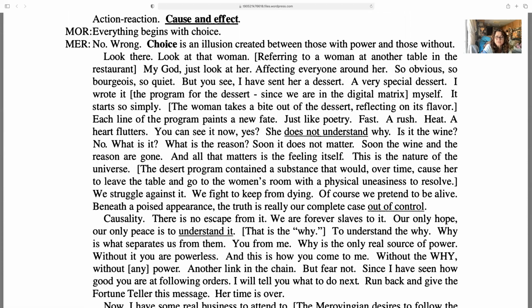The dessert program contained a substance that would over time cause her to leave the table and go to the women's room with the physical uneasiness to resolve. We struggle against it. We fight to keep from dying. Of course, we pretend to be alive.